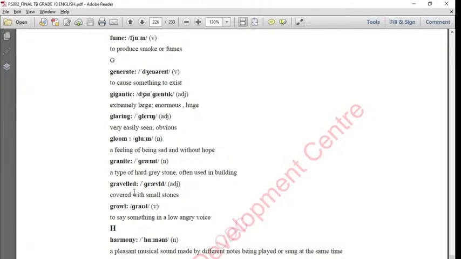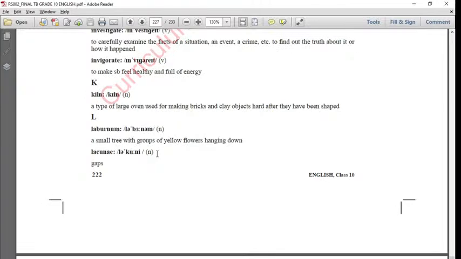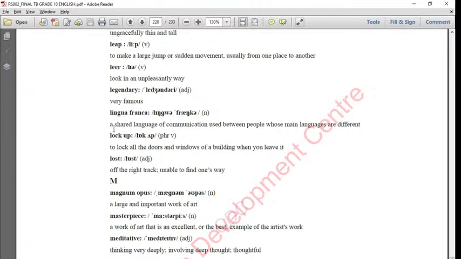Kiln, a type of large oven used for making bricks and clay objects hard after they have been shaped. Laburnum, a small tree with a group of yellow flowers hanging down. Lacuna, lacunae is gaps. Lanky, lean, leap, all are similar. Leer, look in an unpleasant way, like jeer. Then we have legendary, lingua franca means common language, a shared language of communication used between people whose main languages are different. Lock up, lost.